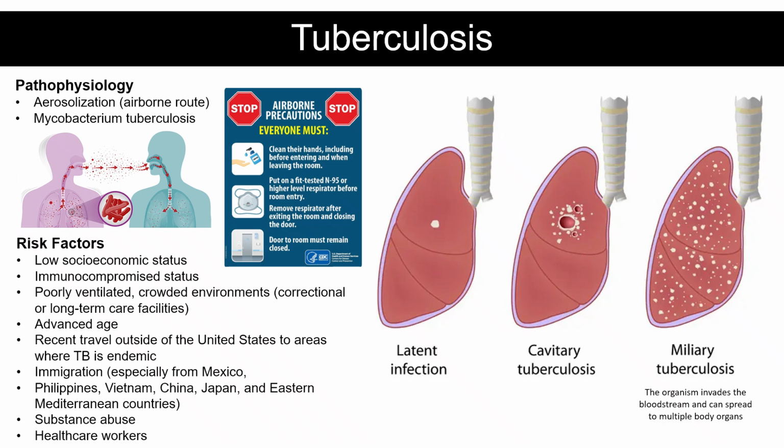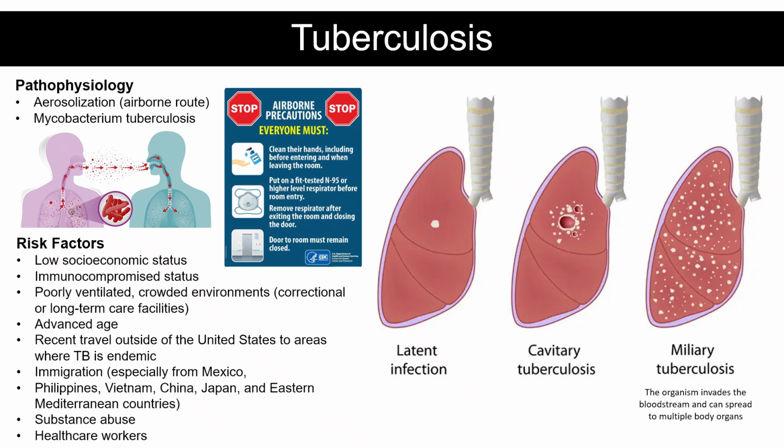So let's take a look at this picture. On the left, you see a lung with latent infection. You see that little white spot there. So that means that this patient was exposed to TB and the immune system was able to kind of wall it off. So we do not consider this an active infection. The patient is not contagious.